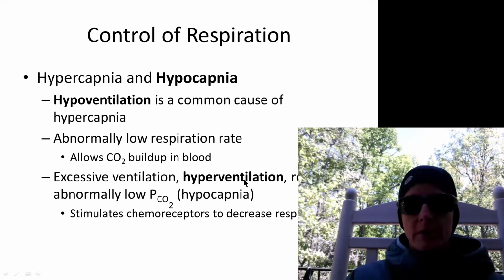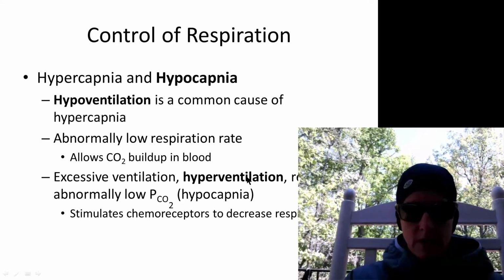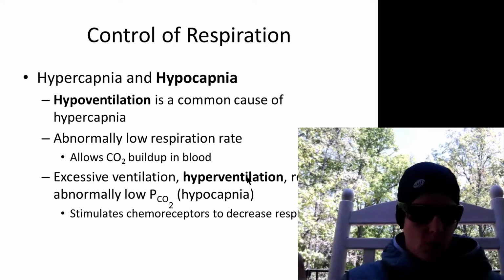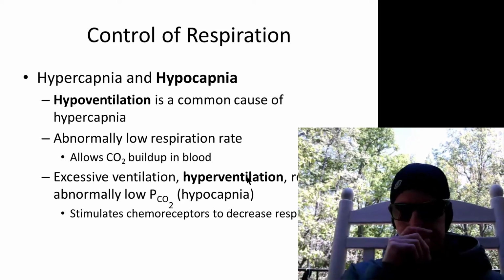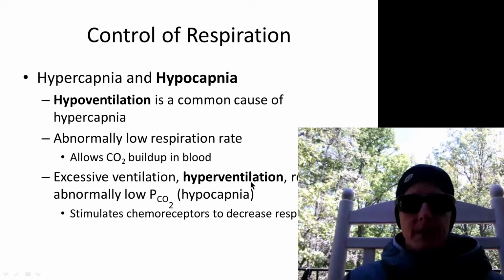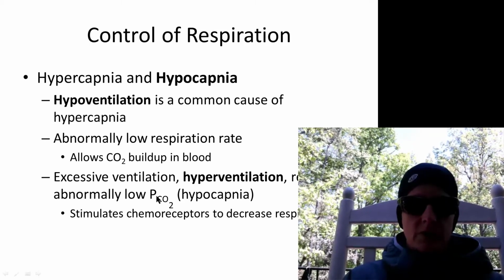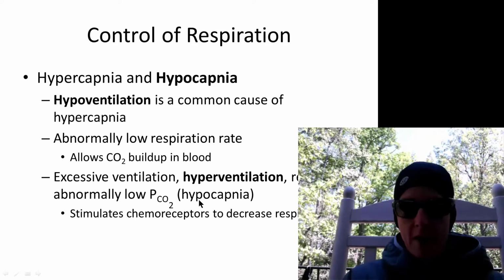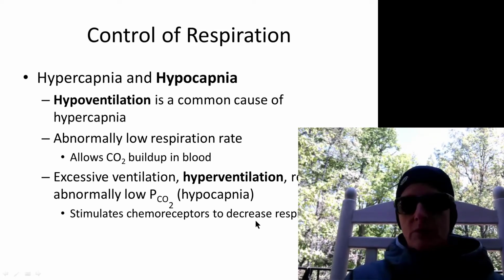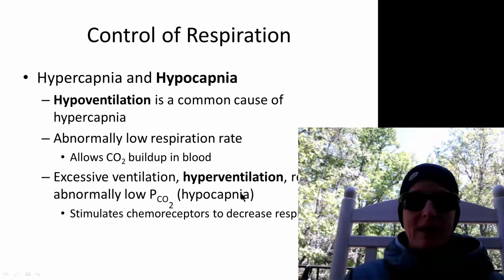So hyperventilation is breathing too quickly, and you often see this when people get nervous or when they get upset or if they're emotionally distressed about something. They'll start breathing really, really quickly, and they off-gas a lot of CO2, and this leads to hypocapnia. And so this is going to stimulate your chemoreceptors to decrease respiratory rate.